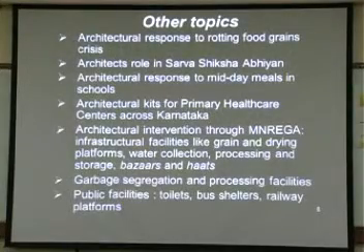These topics could include, number 1, architectural response to the rotting food grain crisis in the country. Number 2, architects' role in Sarva Shiksha Abhiyan. Number 3, architectural response to midday meals in schools. Number 4, architectural kits for primary healthcare centers across Karnataka. Number 5, architectural intervention through MNREGA in infrastructure facilities like grain drying platforms, water collection, processing, storage, bazaars and huts, to understand temporality. Number 6, garbage segregation and processing facilities, very much in debate in Bangalore currently. Number 7, public facilities like toilets, bus shelters, railway platforms, etc.